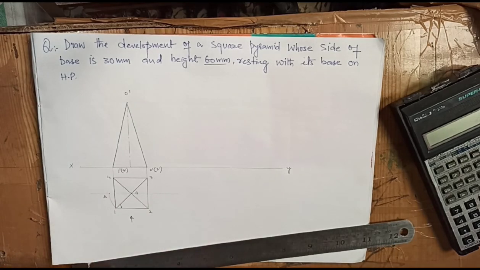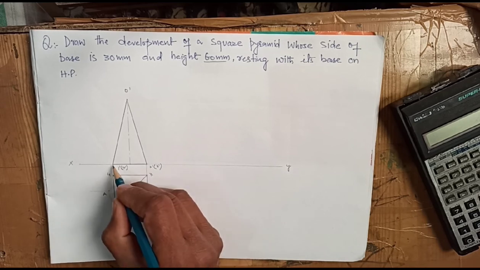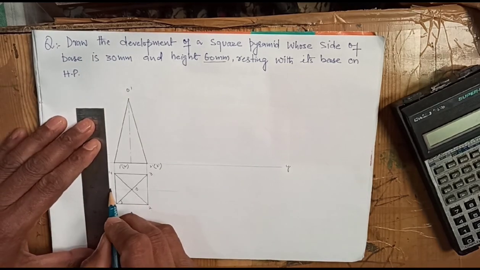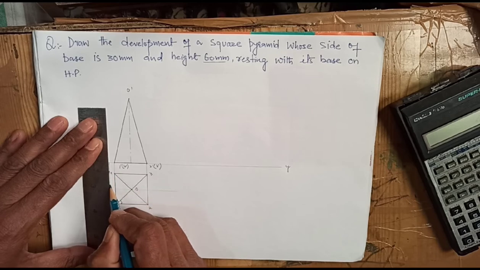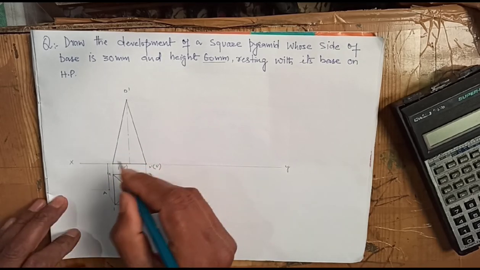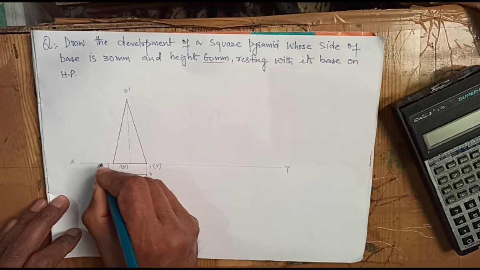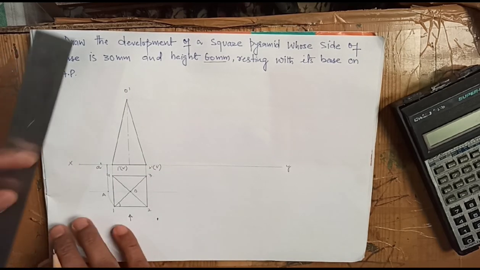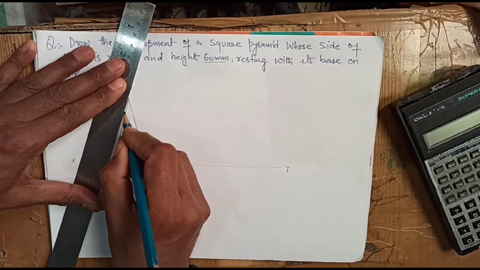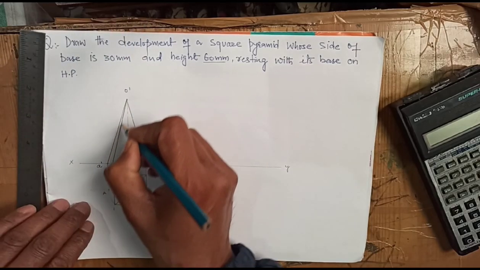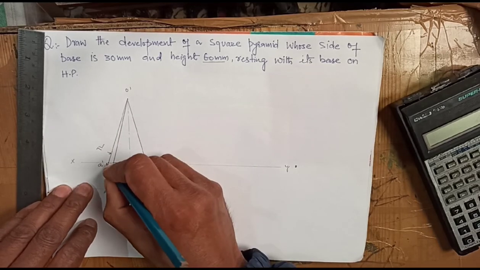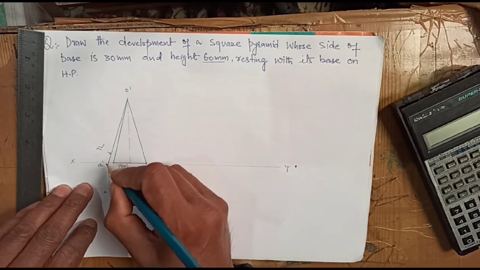Now, as we have taken all points up to the XY line, similarly we take this point up to the XY line with a very light line. It has intersected here. Let's call this A prime. Now we connect A prime with O prime. This slant edge O prime A prime is my true length.